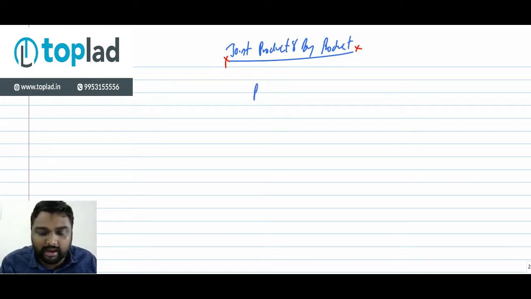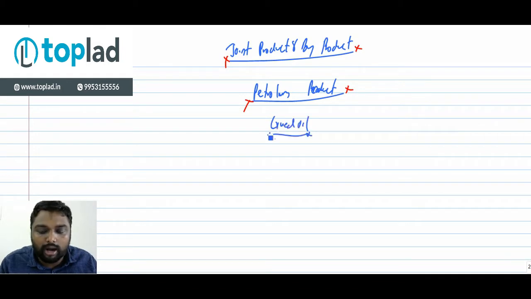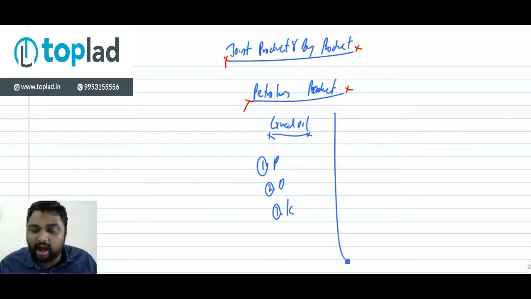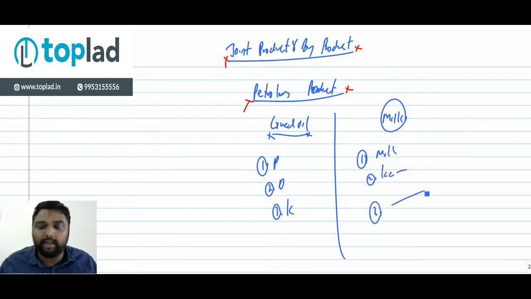Let us take the main example, the petroleum products. What is the main raw material of petroleum products? That is crude oil. From the crude oil only, the entire petrol, diesel, kerosene or aviation oil, everything is made. Even if you take Aavin, milk is the main raw material for producing Aavin milk, Aavin ice cream or Aavin ghee, whatever it is.